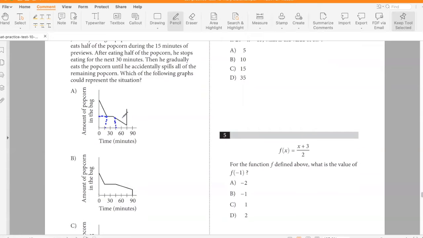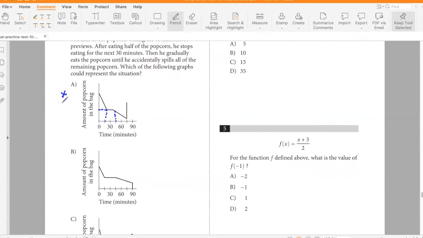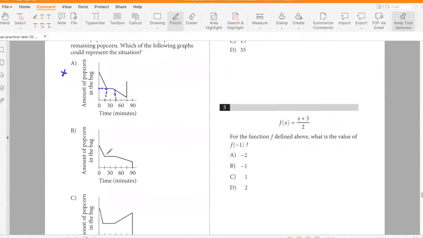And then he gradually eats the popcorn until he accidentally spills all the remaining popcorn. So if he spills, then the value should come to 0, right? It can't increase, so it can't be A. Okay, now here you have the popcorn getting to half in the first 15 minutes, the amount of popcorn remaining stable for the next 30 minutes, and then he's gradually eating until he suddenly drops all of it, right? So this looks like a good option.